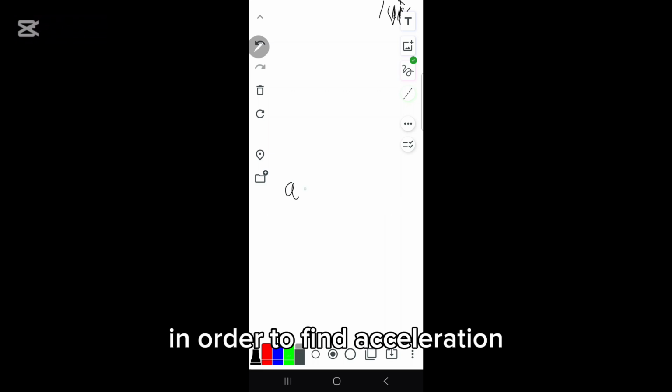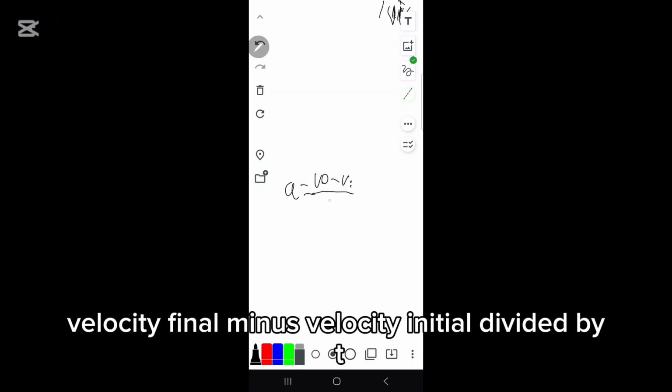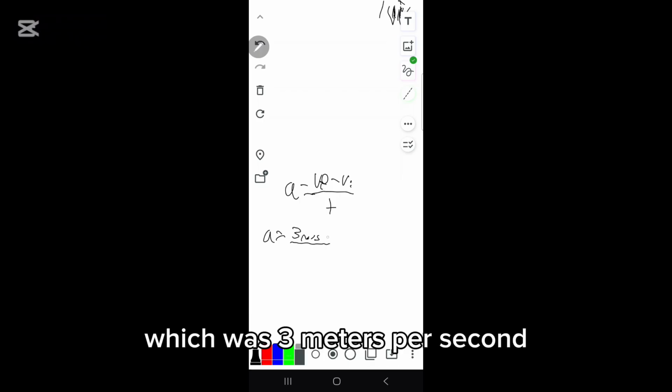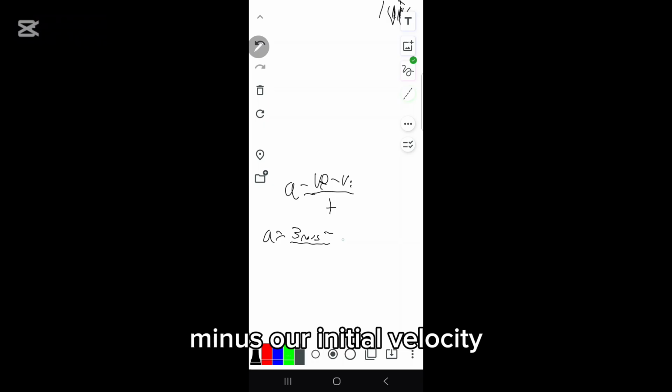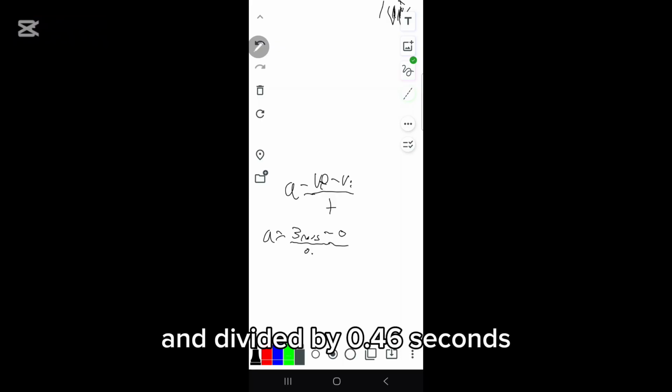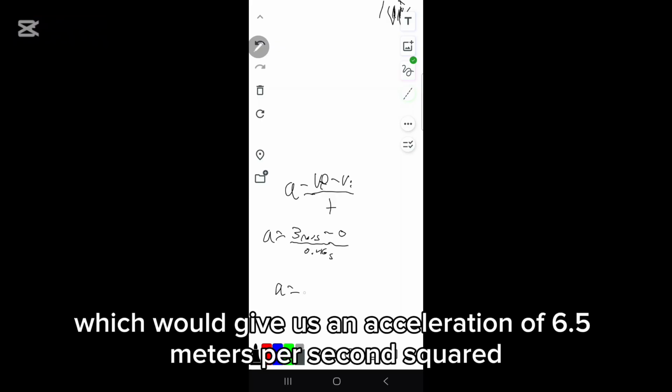In order to find acceleration, we can use the formula velocity final minus velocity initial, divided by t. Now we already know all these values: velocity final, which was 3 meters per second, minus our initial velocity, which is 0 because it's at rest, divided by 0.46 seconds, which gives us an acceleration of 6.5 meters per second squared.